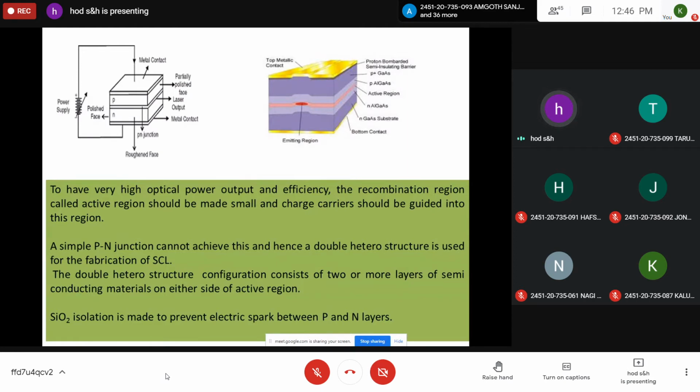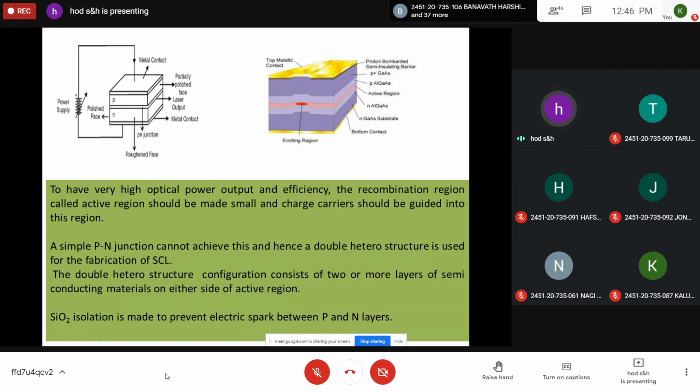So two things are to be achieved simultaneously. One is, in the recombination region under forward bias voltage, which is called the active region or depletion region, all of the charge carriers should be present. They should be confined in the active region. They should not scatter. And also, after recombination, you should get light, which is also guided properly. So a simple PN structure cannot achieve this.